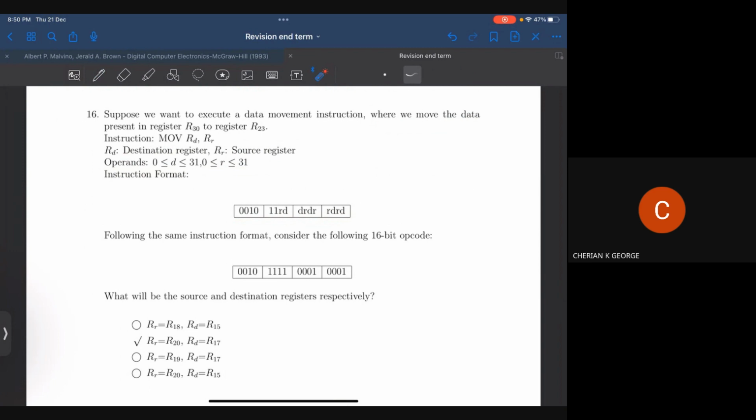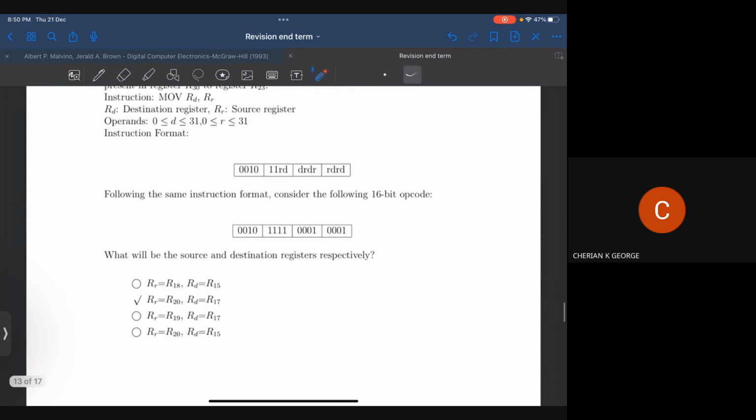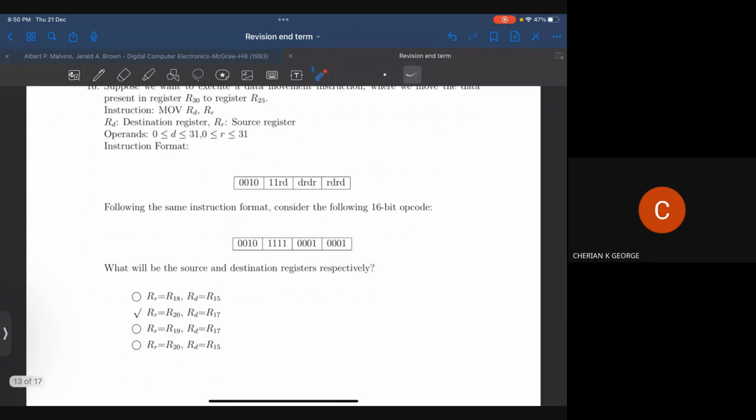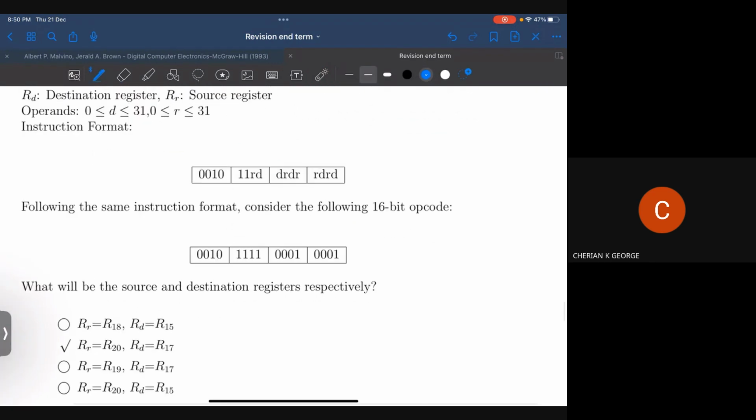Following the same instruction format, consider the following 16-bit opcode. What will be the source and destination registers respectively? So you have to find the source register and the destination register. Let's find the destination register first. So here you can see that this is the destination register bits. Here it will be 1, here 0, here 0, and here 1. So 1 0 0 1.